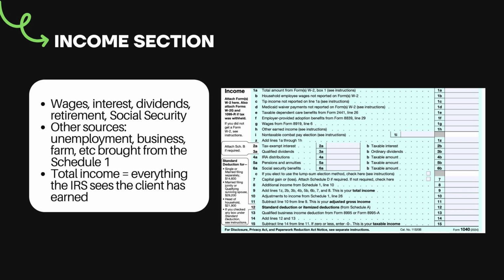So when you explain the income section to clients, keep it simple. All money in gets reported here, no matter the source. Some of it is fully taxable, some partially, and some not at all, but it has to be listed so the IRS can do the math.